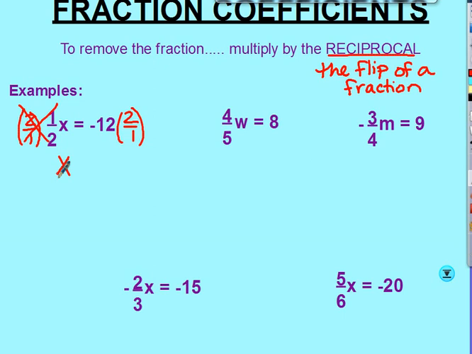On the right side, we are going to multiply. Negative 12 times 2 is negative 24. And you have an invisible 1 on the bottom of your negative 12. So on the bottom, you're doing 1 times 1, which is 1. You do not need to put a 1 on the bottom of negative 24.